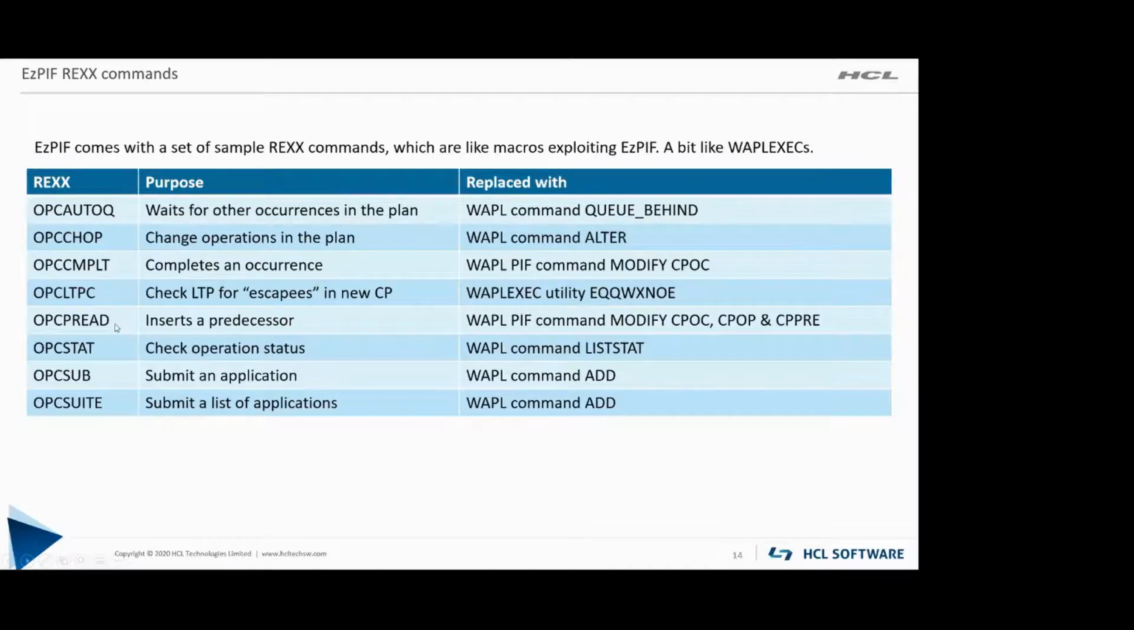OPC preadd inserts a predecessor. Again, you can do that with WAPL PIF commands with modify current plan occurrence and operation, and you can either modify or insert predecessors. So again, the basic language supports this. OPC stat becomes list stat in WAPL. OPC sub becomes the WAPL command add, and OPC suite, which allows you to add a whole group of applications together, also becomes the WAPL command add. So most of the stuff is there in some way, shape, or form to be able to translate to existing WAPL stuff.